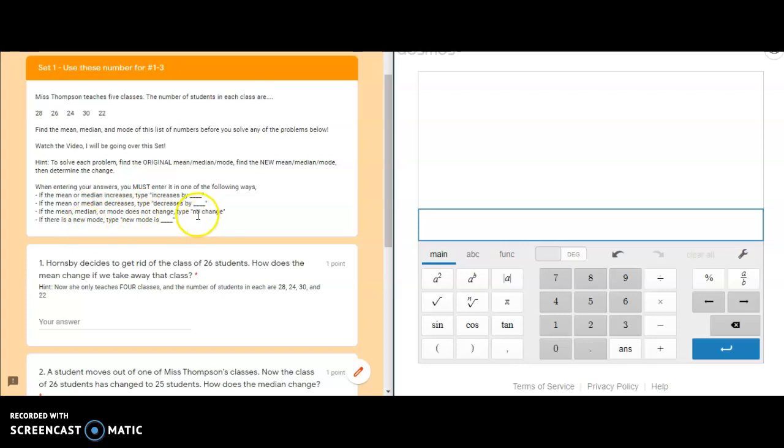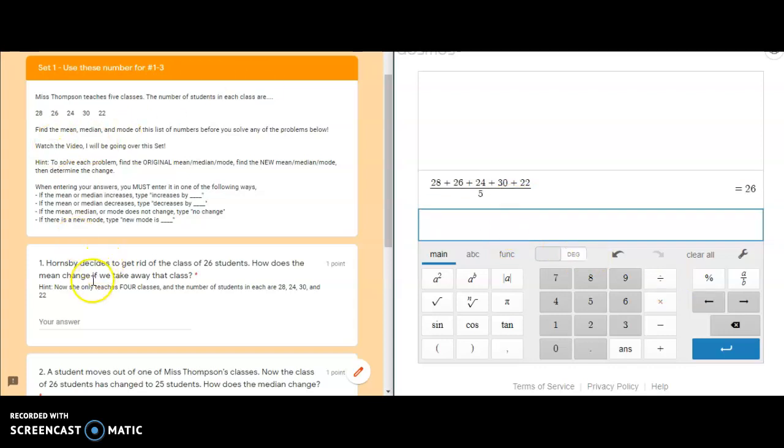First, let's figure out the mean for the original set of data. We add everything up: 28 plus 26 plus 24 plus 30 plus 22. That's going to equal 130. Now there are 5 classes, so we divide that by 5, and we get 26 is the original mean.